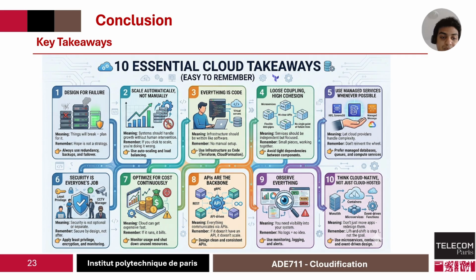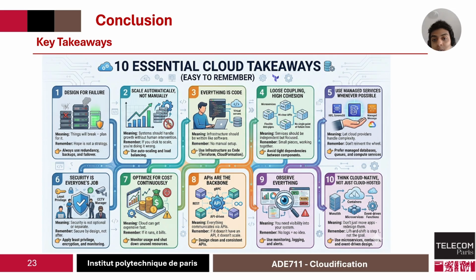And of course, the second one, as I said, is scale automatically, not manually. Make sure that your systems are automatically scalable. Third one is everything is code. That means infrastructure should be written like software. This is very important because you are sure that you have a way to rebuild everything if it goes down.